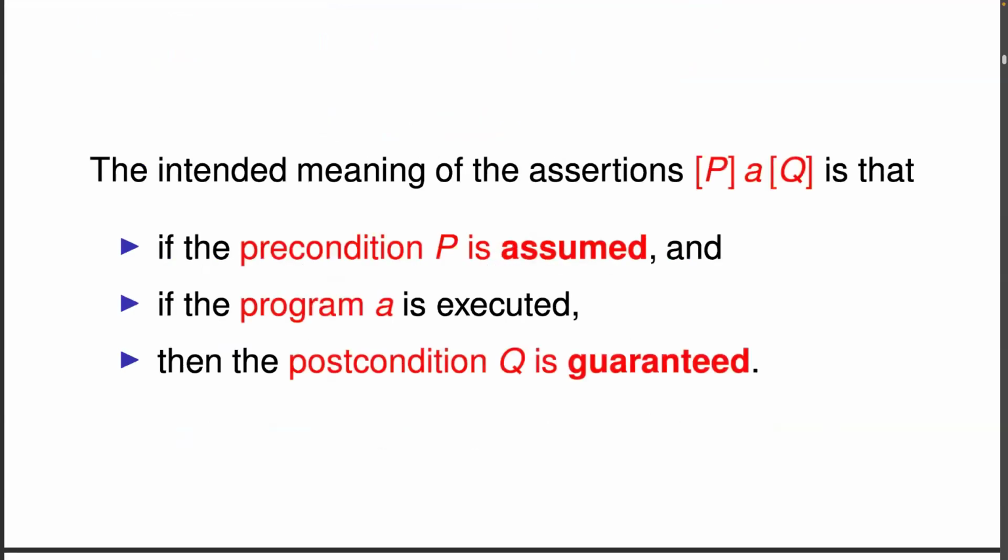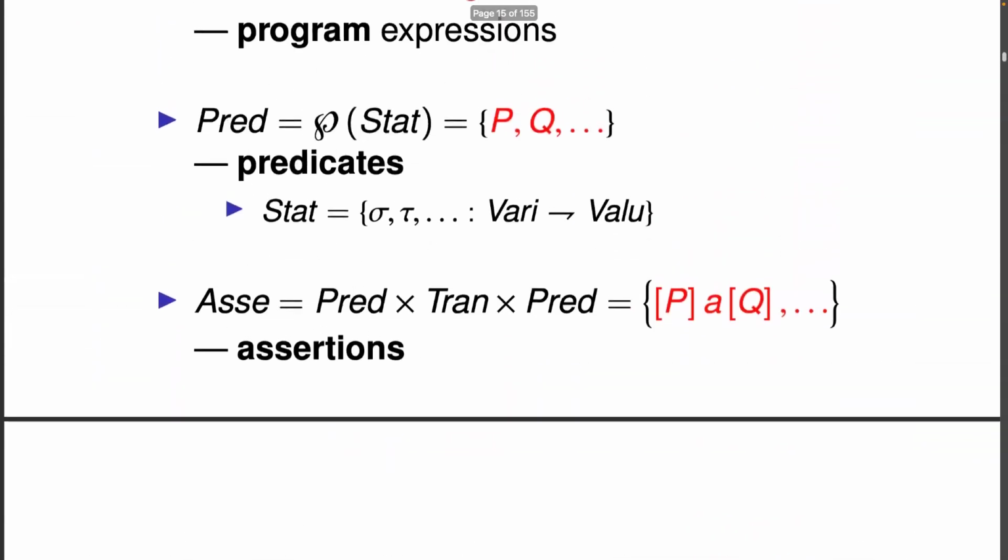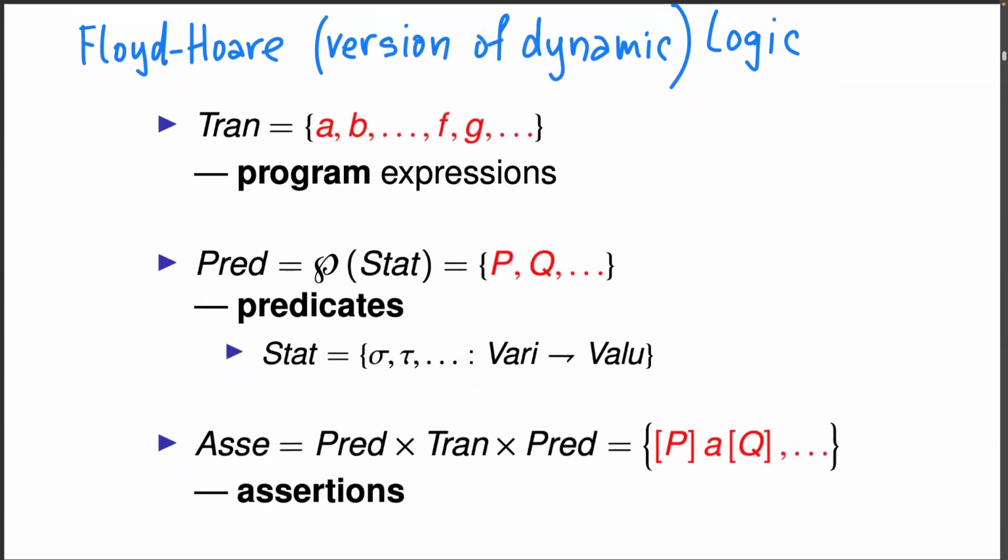So this is just the summary of pretty much everything I've said. The intended meaning of the assertion. I wrote this down, and I'm assuming that you are reading it, but maybe did you all read this? So there are three kinds of things. I said it's a soup of program expressions on one hand and predicates on the other hand.